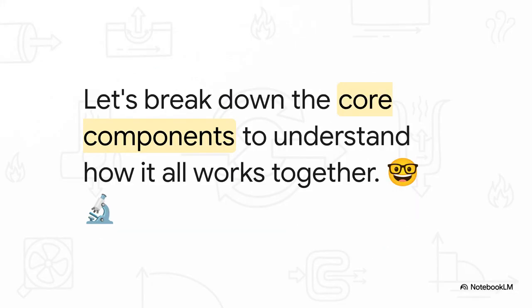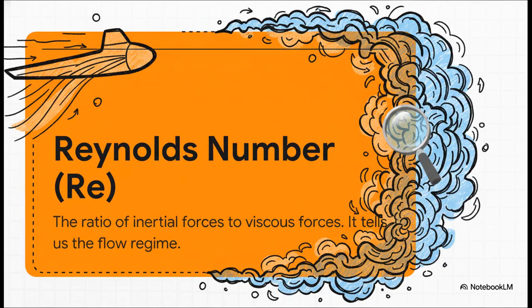All right, history lesson over. Let's get our hands dirty and actually deconstruct this thing. First up, the Reynolds number. This tells us how the fluid is flowing. Is it smooth or chaotic?